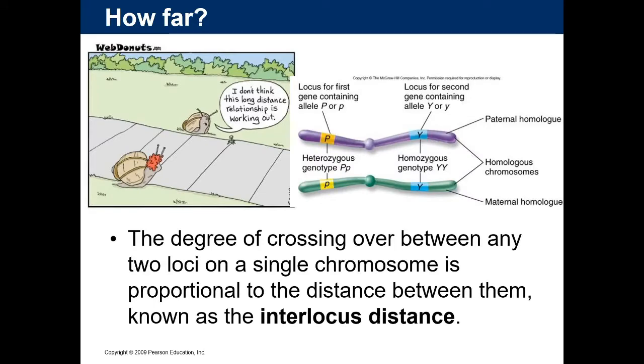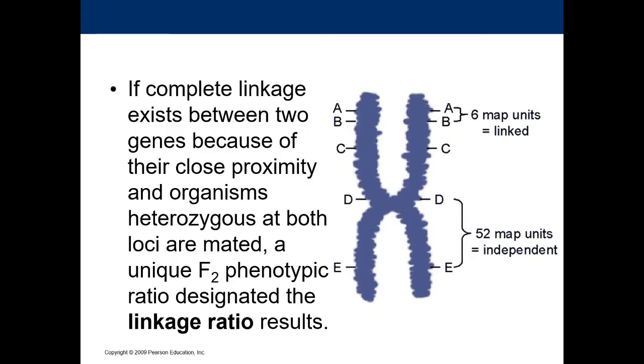So how far? The degree of crossing over between any two loci on a single chromosome is proportional to the distance between them, known as the interlocus distance. In the picture, you can see the locus for the first gene containing allele big P or small p, and the other is big Y, small y. If complete linkage exists between two genes because of their close proximity and organisms heterozygous at both loci are mated, a unique F2 phenotype ratio designated the linkage ratio results.